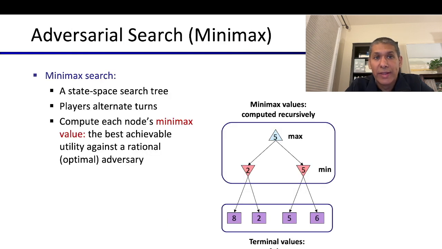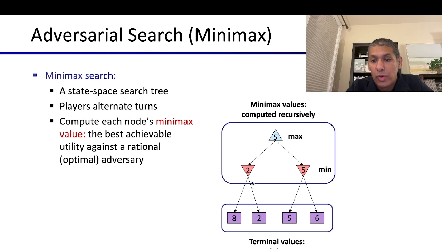Okay, so this is adversarial search, the minimax algorithm. In the minimax algorithm, it is going to be what we call a minimax search, which is a state space search tree. Players are going to alternate turns, and at each node, we're going to compute that node's minimax value, the best achievable value against a rational or optimal adversary. So the values are going to be computed recursively. So for the terminal values here, part of the game, if we have these values, the opponent is going to choose here the state that minimizes the result.